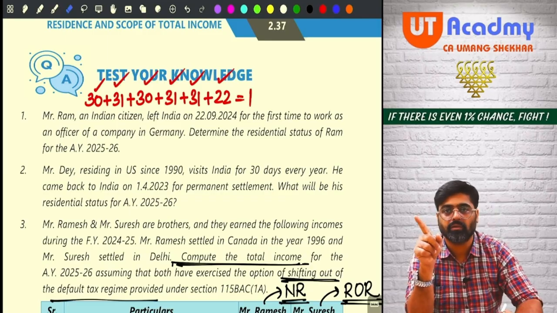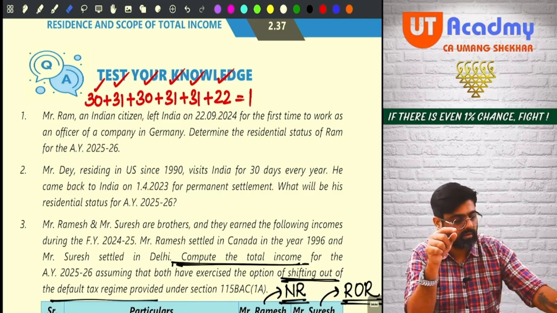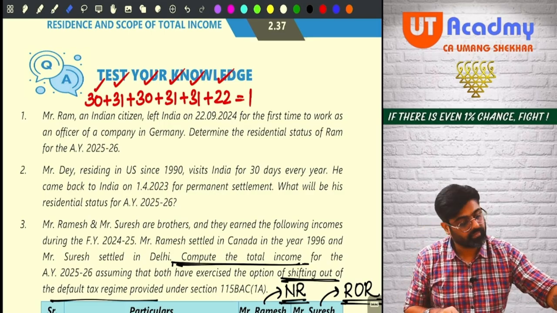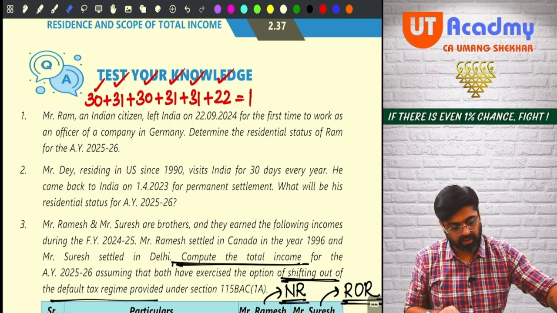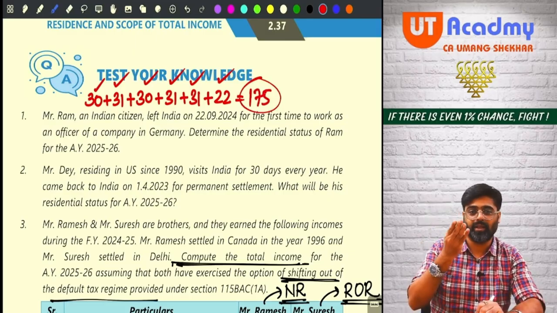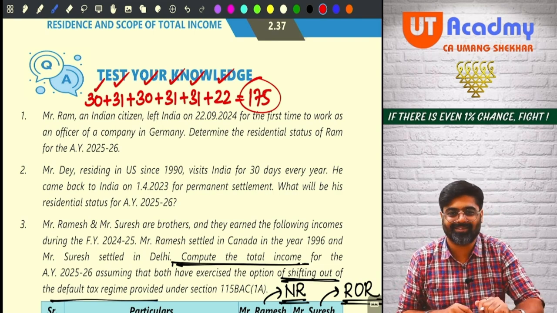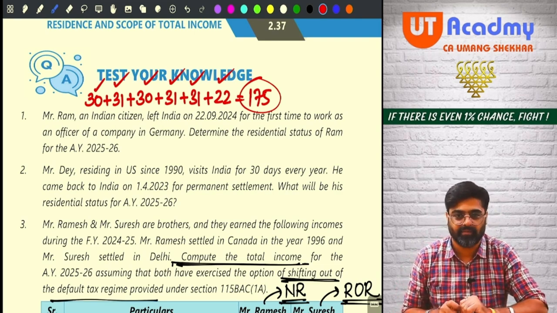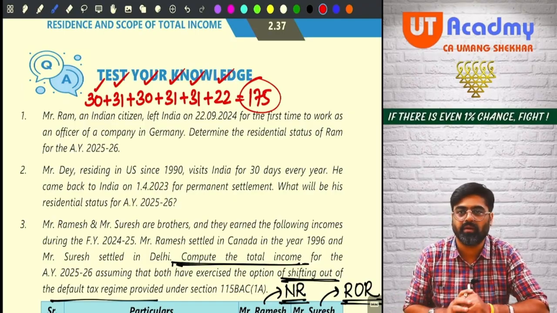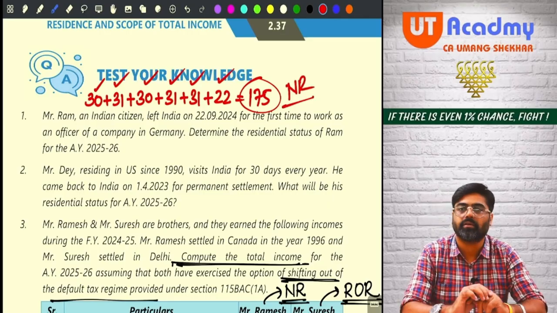How many number of days? I will do it on my own. Wait. 30, 31, 30, 31, again 31, again 22. 175 days. I will not ask you now, because looking at the answer also you are calculating wrong. 175. Basic condition A, fulfilled or not fulfilled? Not fulfilled. B is not applicable. Status will be non-resident. That's it.